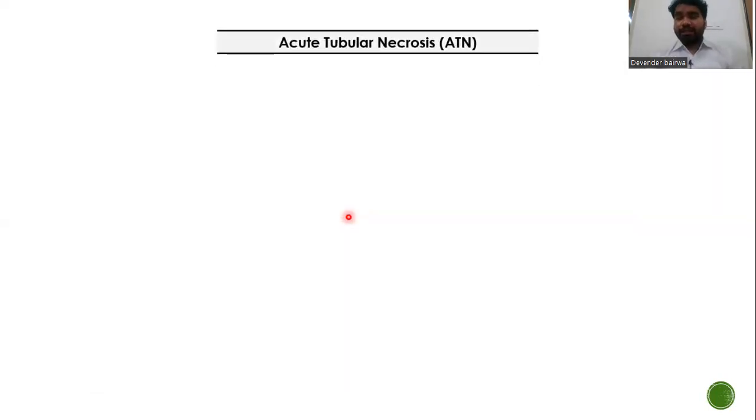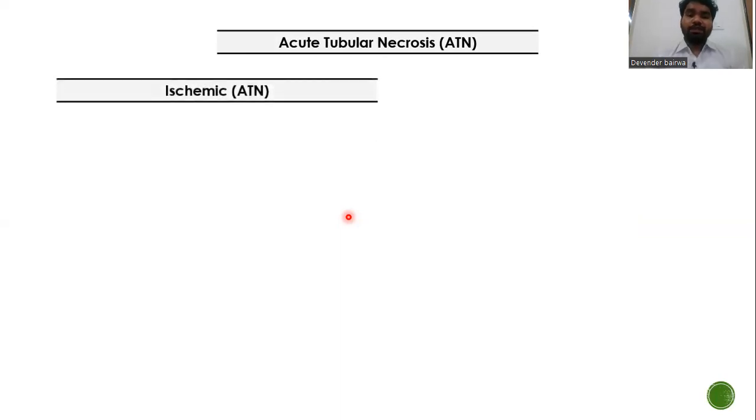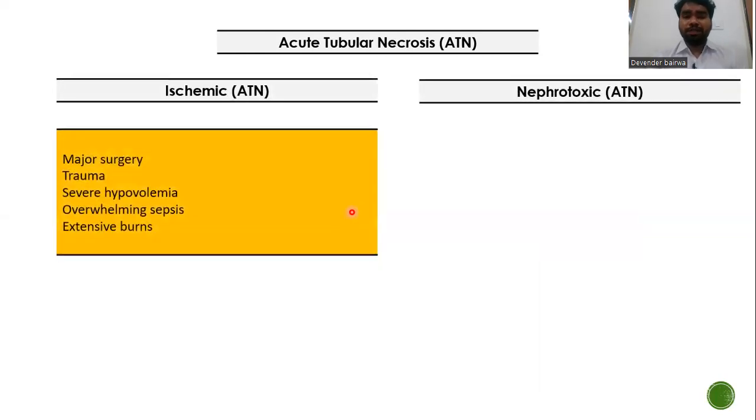So, as we discussed, intrinsic renal AKI causes, acute tubular necrosis, can be because of two reasons. Suppose there is prolonged ischemia, all pre-renal causes of acute tubular necrosis, let's say major surgery, trauma, severe hypovolemia, overwhelming sepsis, extensive burns. In all these cases, the patient will first have pre-renal AKI, and if the injury is not reversible, if it is prolonged, then because of the chronic ischemia, these tubules will necrose, and ultimately tubules will be shed, and that will lead to ischemic acute tubular necrosis. It means the picture will change from pre-renal to renal AKI.